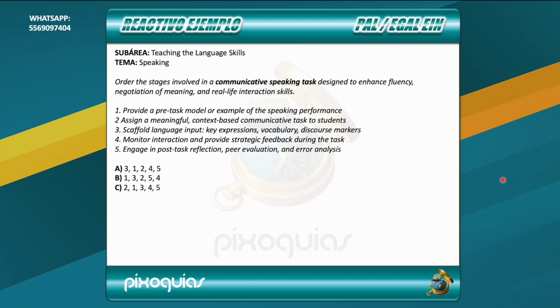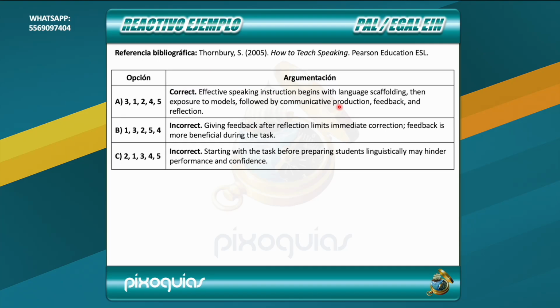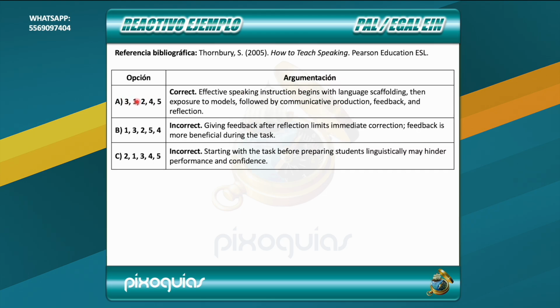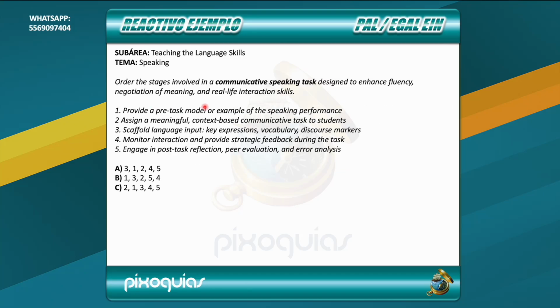The next exercise is from the sub-area Teaching the Language Skills with the topic Speaking. Order the stages involved in a communicative speaking task designed to enhance fluency, negotiation of meaning, and real-life interaction skills. So now we can see the correct answer, that is A. So the sequence is 3, 1, 2, 4, and 5. So we check it and we can see that it's 3.